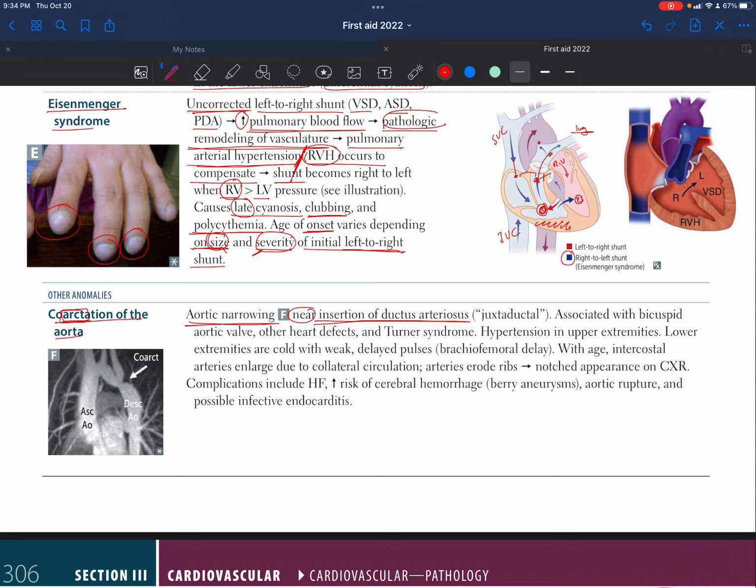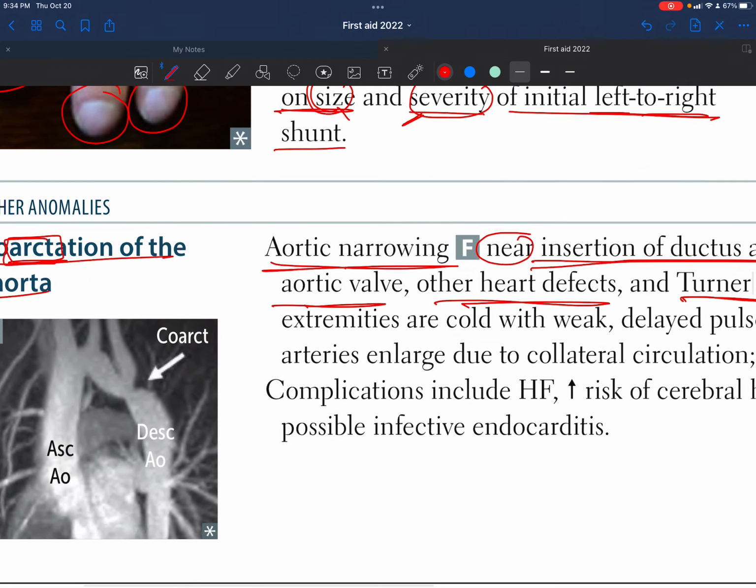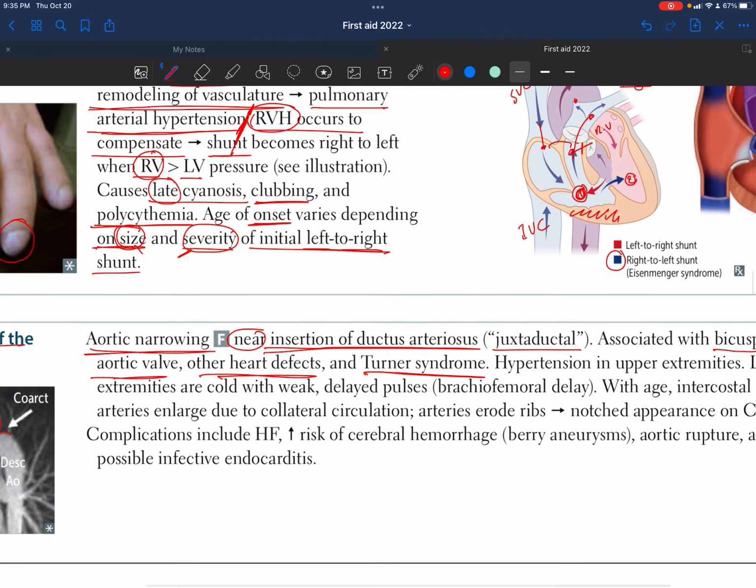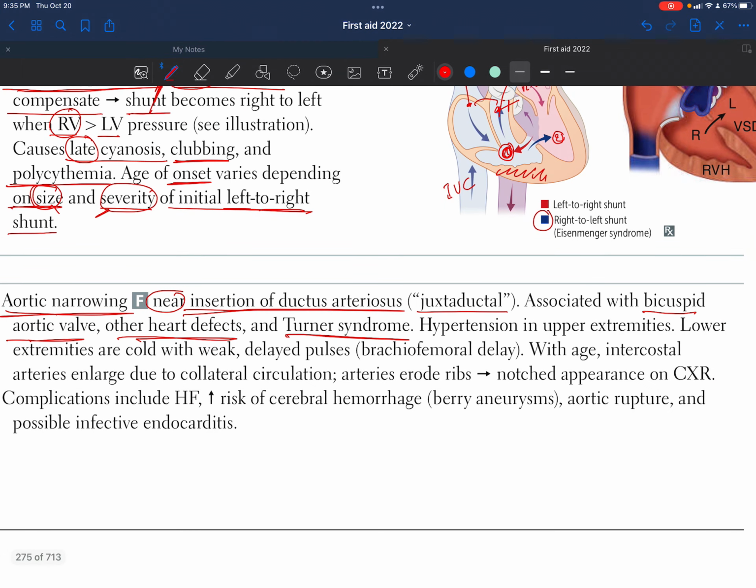the insertion of the ductus arteriosus, and that's why it's called juxtaductal. It is associated with bicuspid aortic valve and other heart defects, also Turner syndrome. As we can see here, there is aortic narrowing, which is abnormal. The aortic valve should have 3 cusps, but in this case it has 2 cusps. Also associated with other heart defects and Turner syndrome.